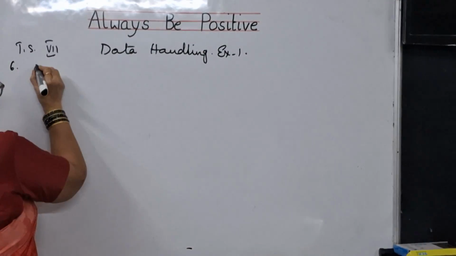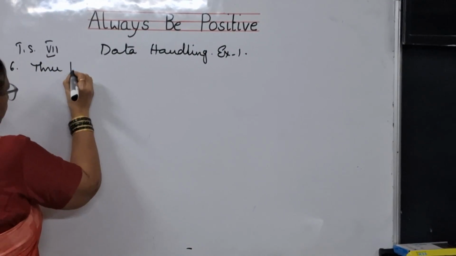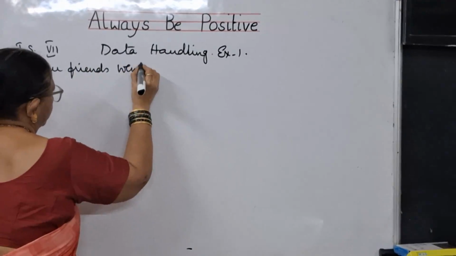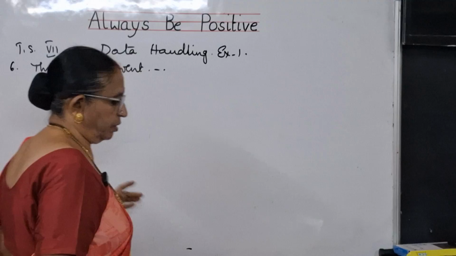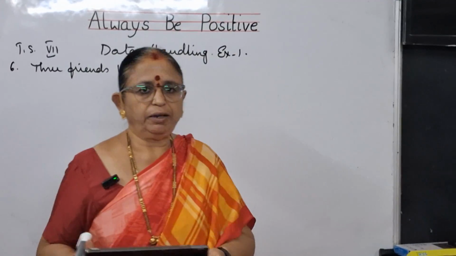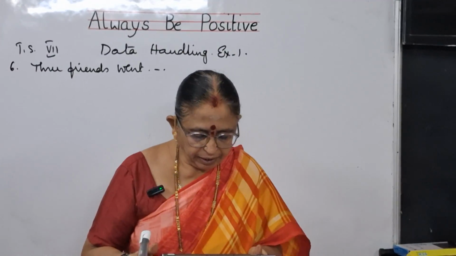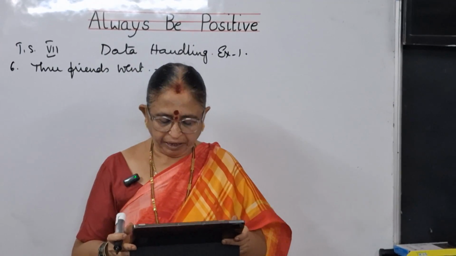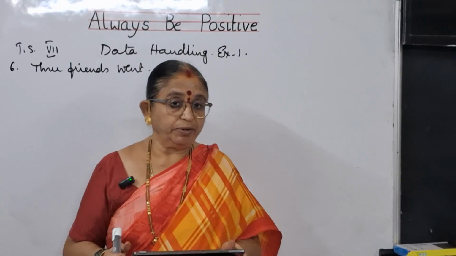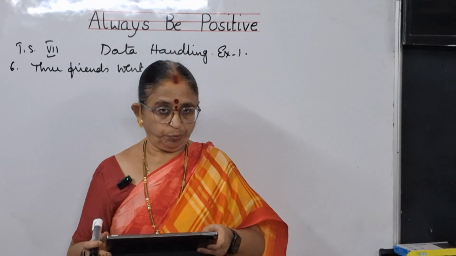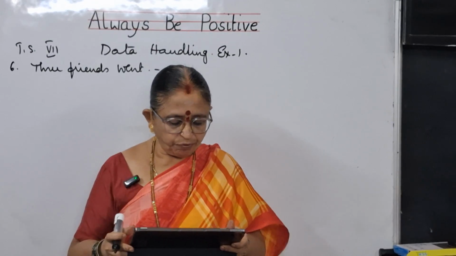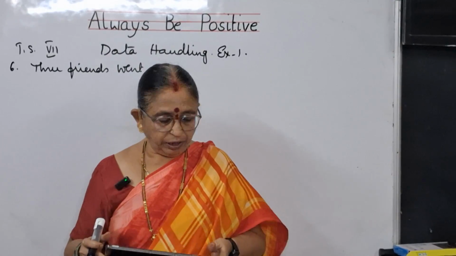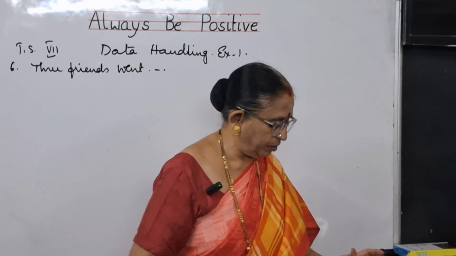Three friends went to a hotel and had breakfast to their taste, paying 16 rupees, 17 rupees, and 21 rupees respectively. First bit is find their mean expenditure. So let me first talk about the first bit.